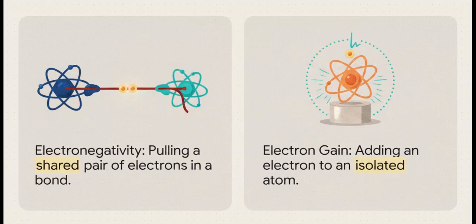Warning, please pay close attention right now, because this is a massive, very common exam pitfall. Students mix these two up all the time. Electronegativity is about pulling a shared pair of electrons within a chemical bond. On the other hand, electron gain enthalpy is the energy change when adding an electron to an isolated gaseous atom. So, one is shared, one is isolated. Do not confuse these distinct definitions on test day.